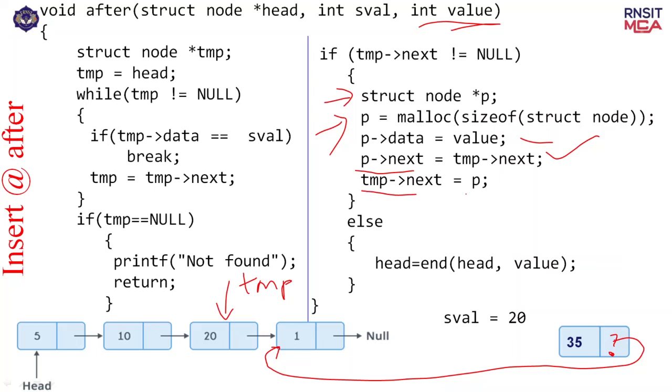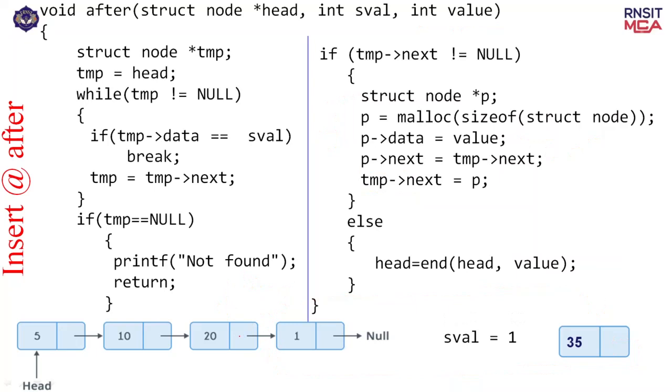Now temp of next is equal to p. Temp of next, it is actually some cell, so this next field is automatically connected to p. When this is connected, obviously the old link is disabled. So now after 20 comes 35, and from 35 it is 1. Like this, it is inserted. So this is the code to insert a node in between two nodes in the linked list.